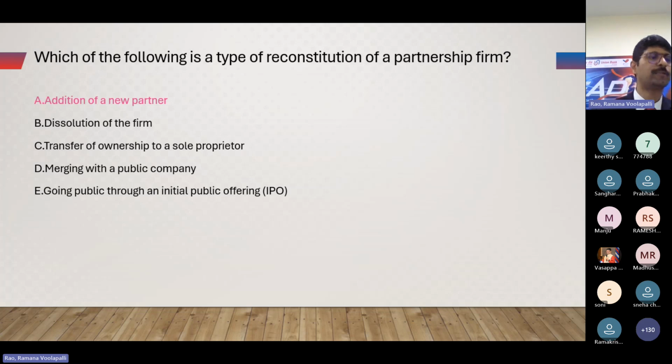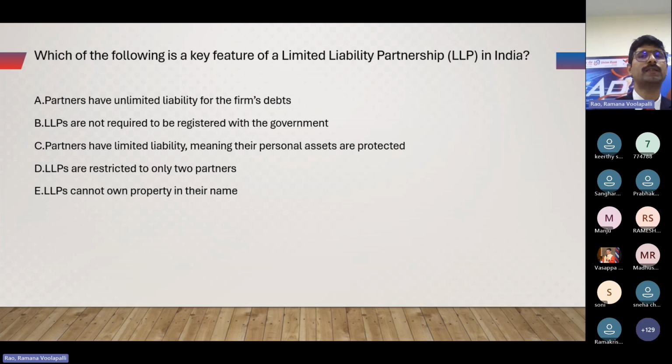Thank you, Prashantji. Okay. Which of the following is a key feature of limited liability partnerships in India? Partners have limited liability, which is the key feature. I'm looking for a key feature. Partners have unlimited liability for the firm's debt. Key feature of LLP, only one is right. Yeah, great, Geeta, Sri, Pooja Devi, Virendraji. Partners have limited liability. That's what we have discussed earlier also, meaning that personal assets are protected in the LLP formation.